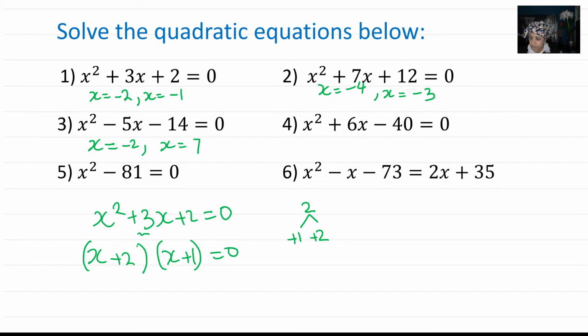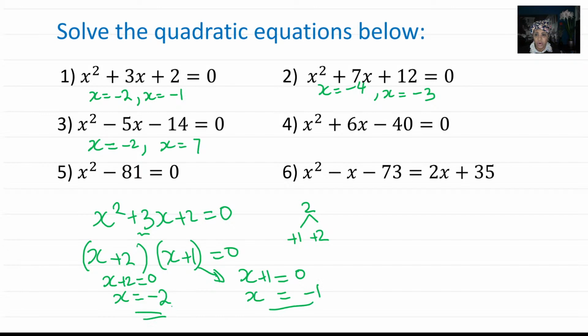And then you take one of the brackets and make it equal to 0, x plus 2 equals 0. Therefore, x is equal to -2. And then you take the second bracket, x plus 1 equals 0. So therefore, x is equal to -1. And these are your solutions for question 1. Okay?